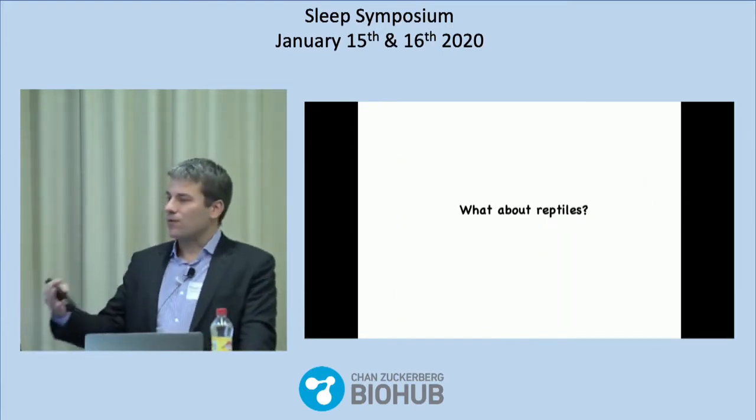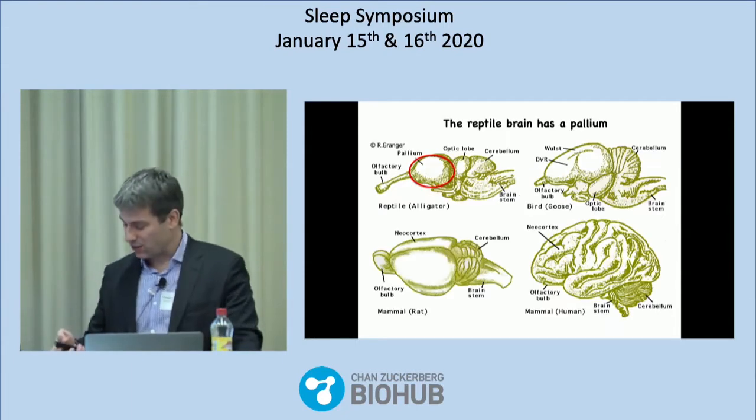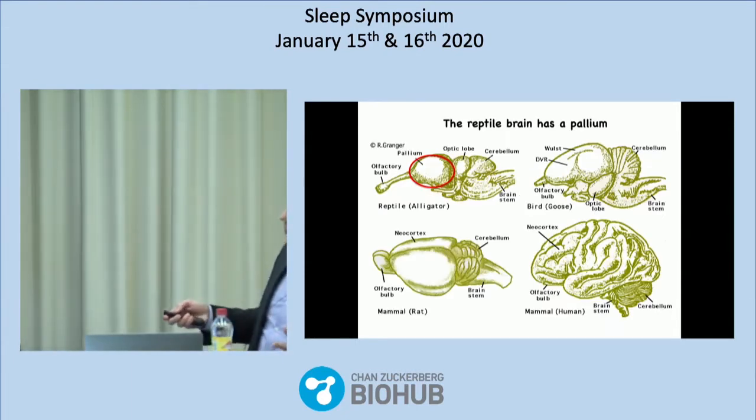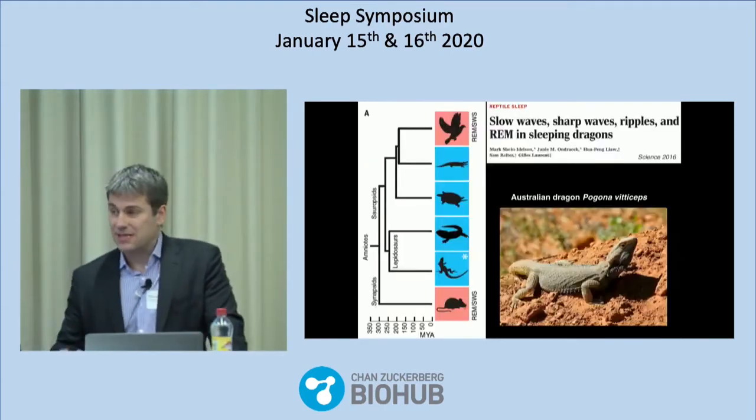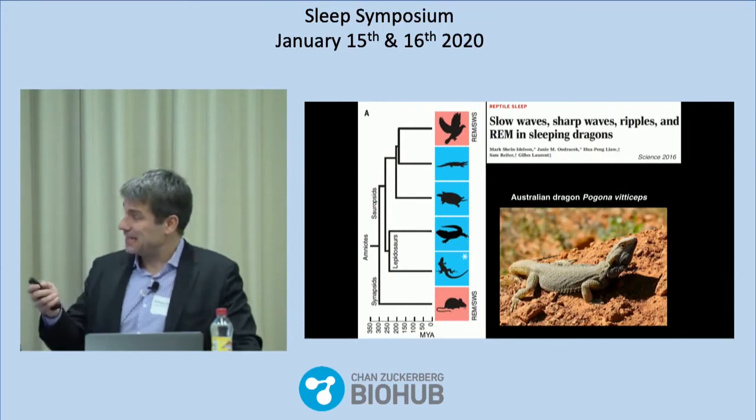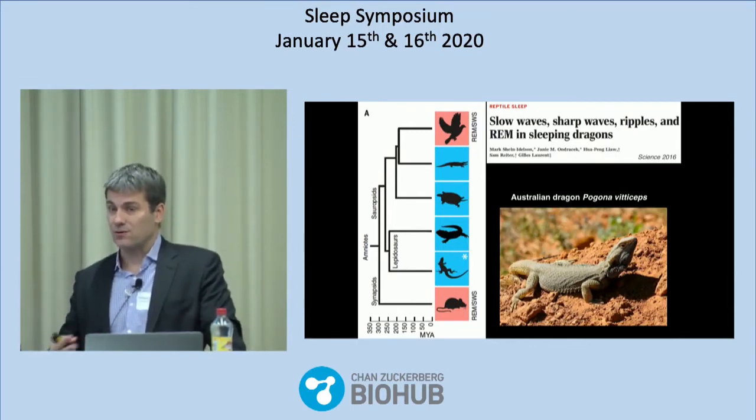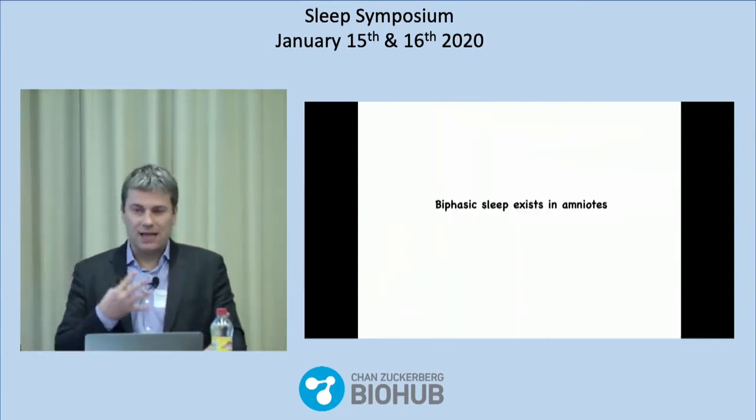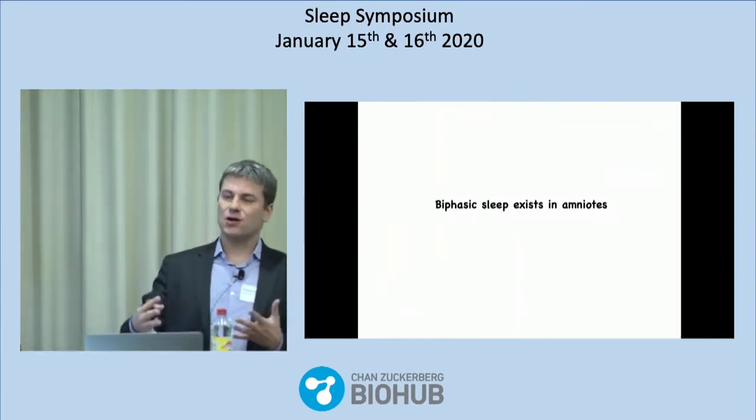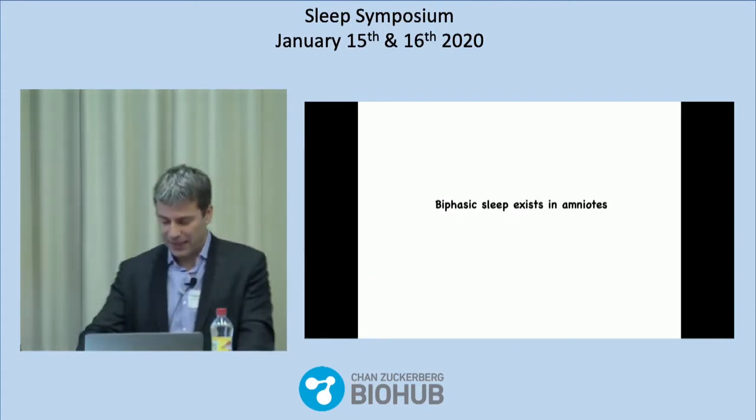So what about other vertebrates? Reptiles, for example, and this is mostly recent. We don't call it cerebrum or neocortex; in reptiles we call it pallium or DVR. And it's only quite recently, 2016, that the equivalent of slow wave sleep and REM has been found in reptiles. So again, very recent science. That meant that biphasic sleep, or at least non-REM and REM-like neurosignatures, could be found across amniotes.